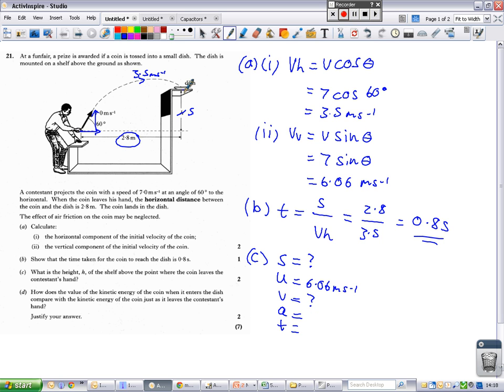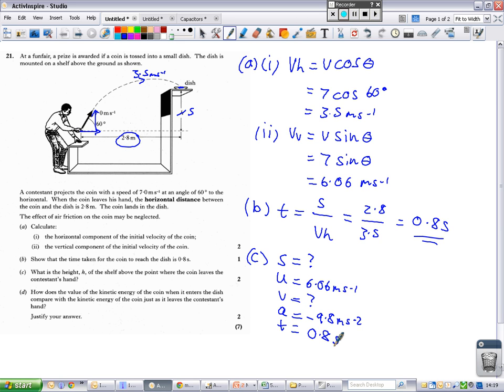Remember, it may well land in the dish and end up with a velocity of 0, but it won't necessarily do that within this time interval. Within the 0.8 seconds it might bounce, it might do all sorts of weird and wonderful things. We can't assume that it ends up at 0. It's travelling in an upwards direction, so we give acceleration negative 9.8 meters per second squared. The time horizontally was 0.8 seconds, and time is the one constant across horizontal and vertical motion.